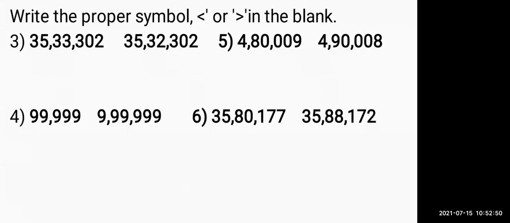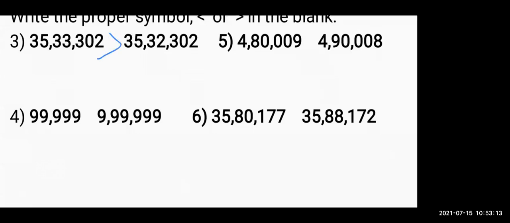Because 35 is the same. उसके बाद मैंने क्या बोला था? You have to see the next number. Now one side is written 33,000 and another side it is written 32,000. Very good. Which number is bigger? 33. So the crocodile mouth should open in front of 35,33,302.